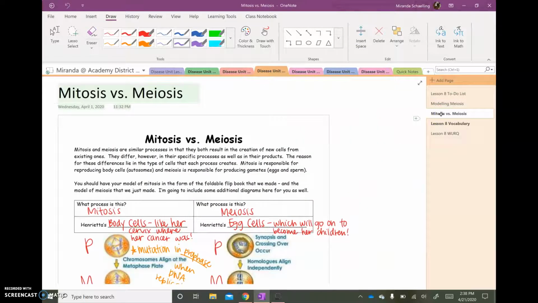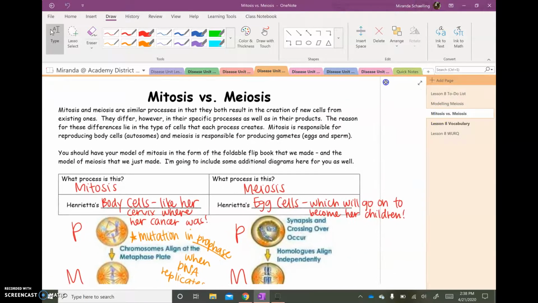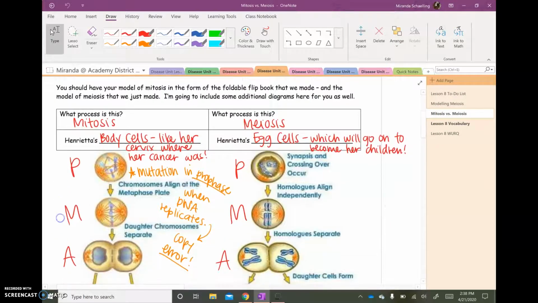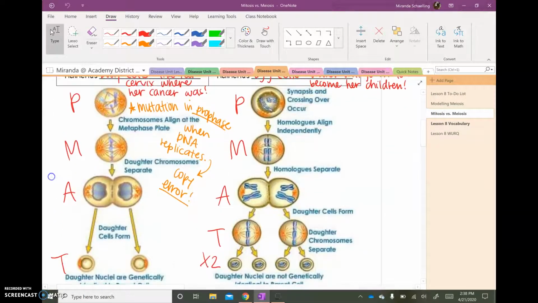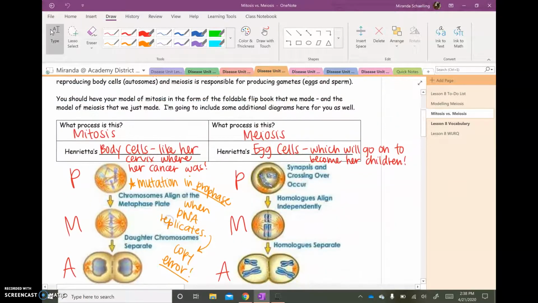All right, next we're going to do a little comparison here. We know they're different because in mitosis, remember, we only split one time. In meiosis, we split two times. So what process is this? The first one is mitosis. The second one is meiosis.